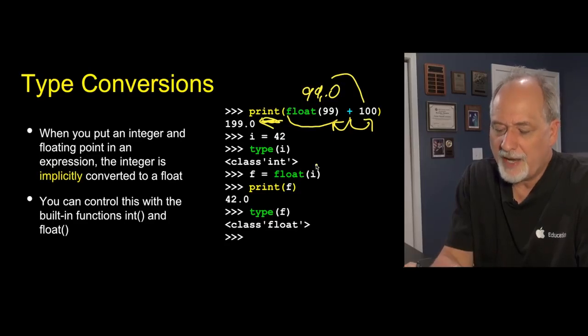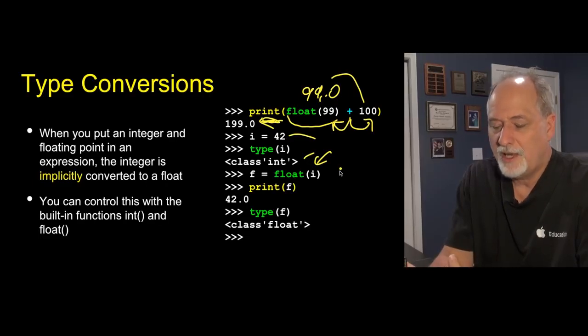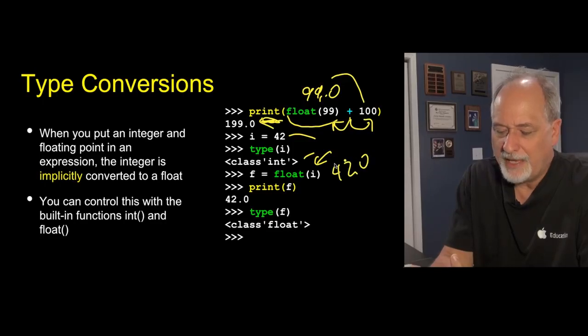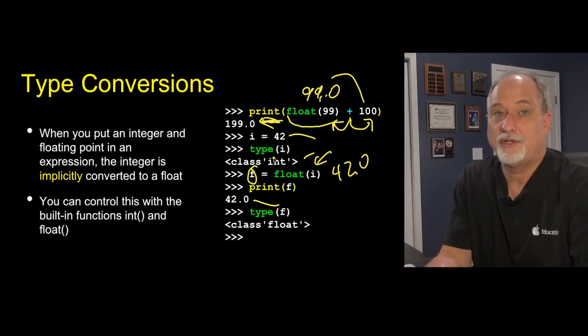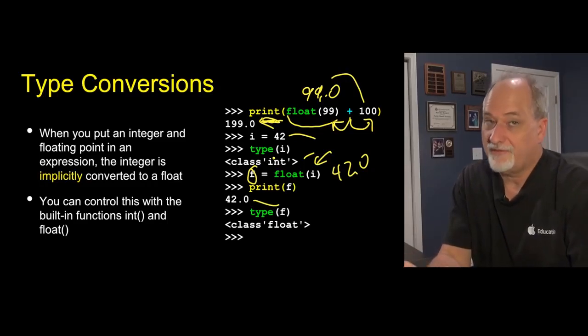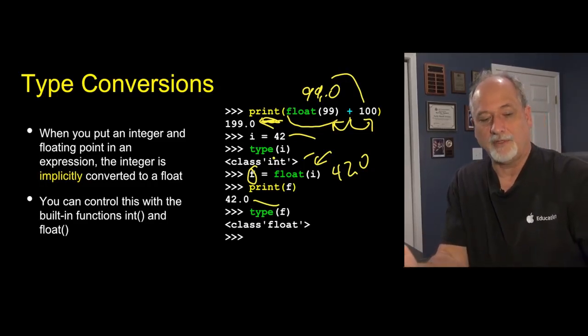I can also pass into the float function. I can say, take this variable I, which has a 42, also an integer, and then give me back a floating point. So that'll be 42.0. Pass that into F, we print it out, and it is indeed 42.0, and it's a float. And so it knows the type and value in any variable. This is an integer, a value 42. This is a float, a value 42.0.